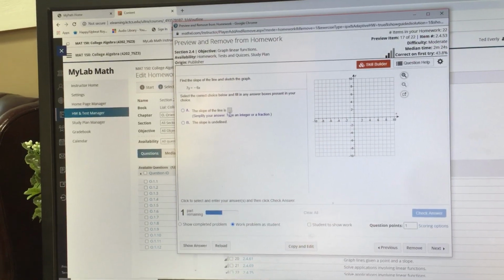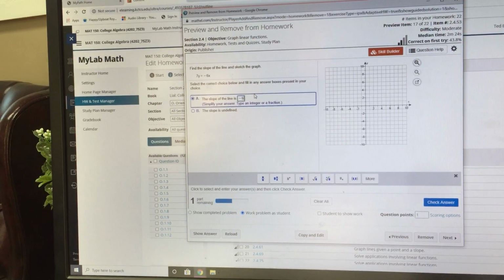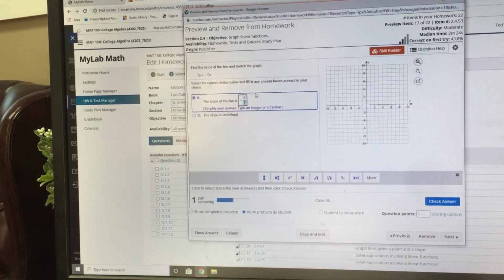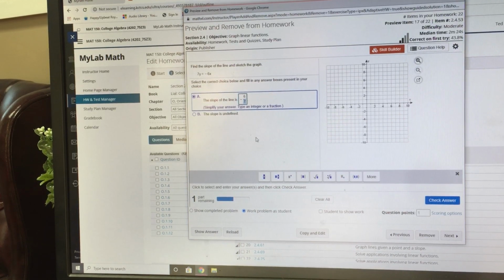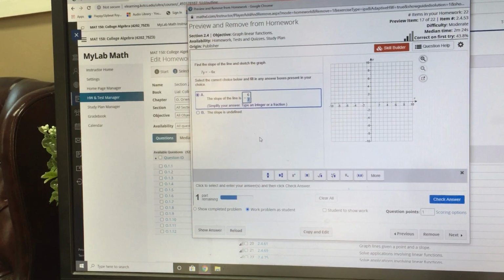All right. So the slope of the line. Let's go ahead and put this in there. That was negative 6 over 7. You hit 6 and then just hit the little slash. Okay. You could do this little option right here, but I just do the little divide slash with the question mark button.